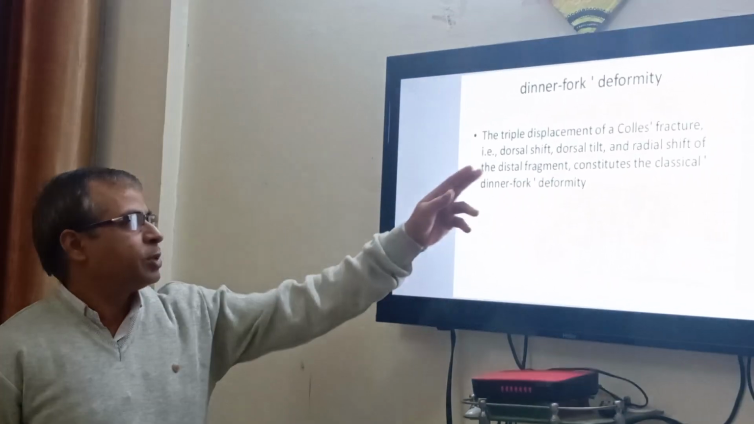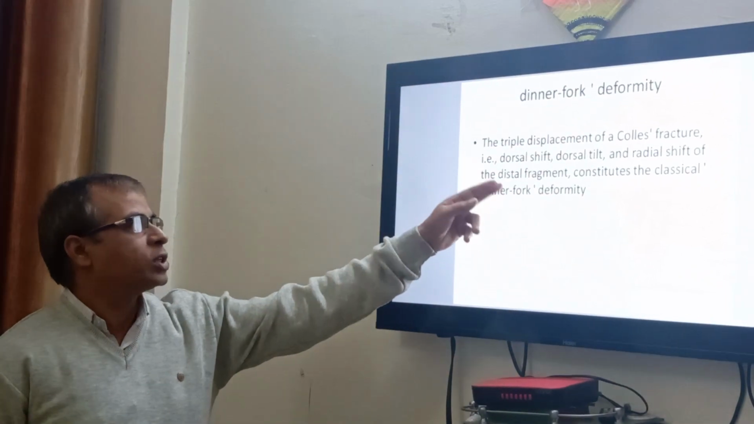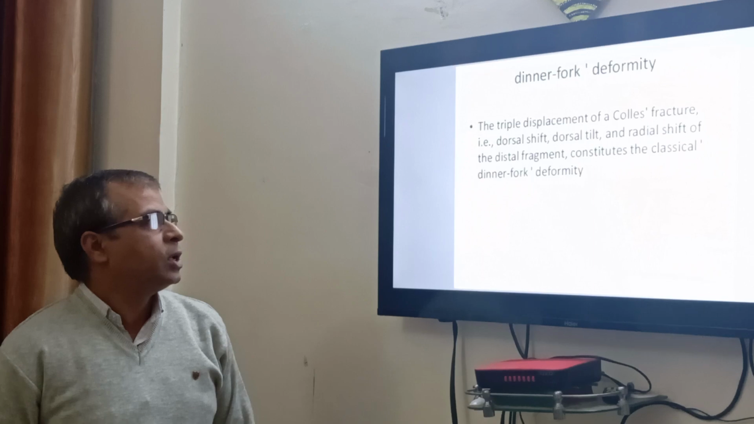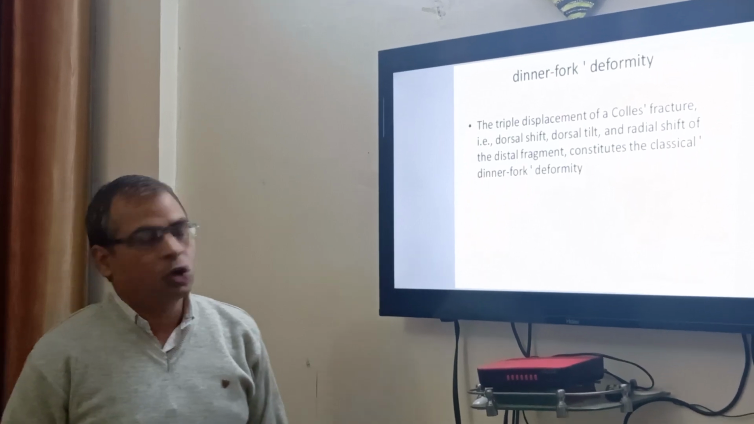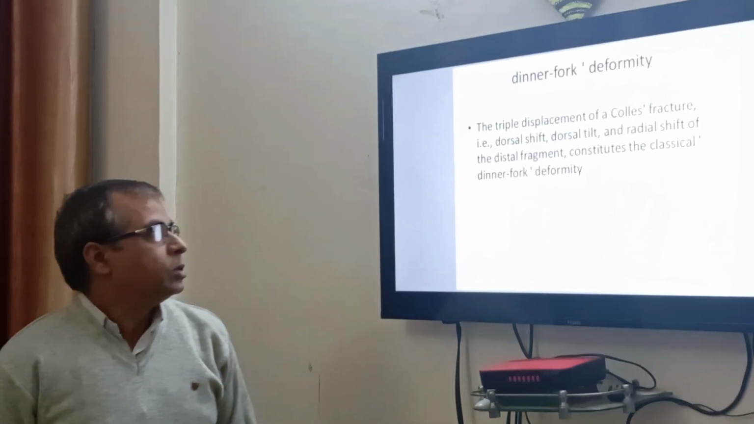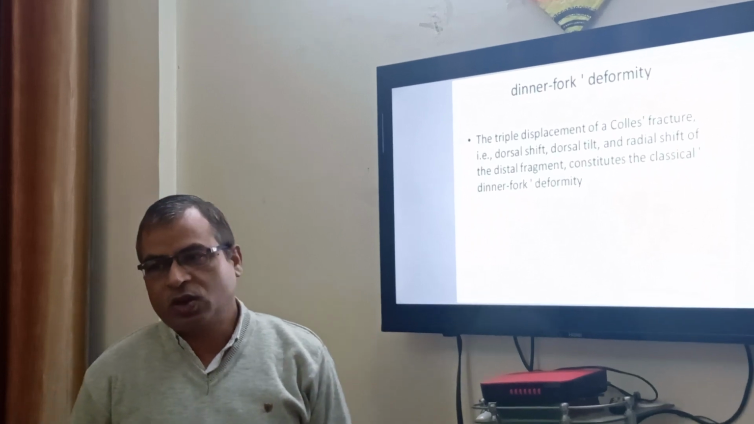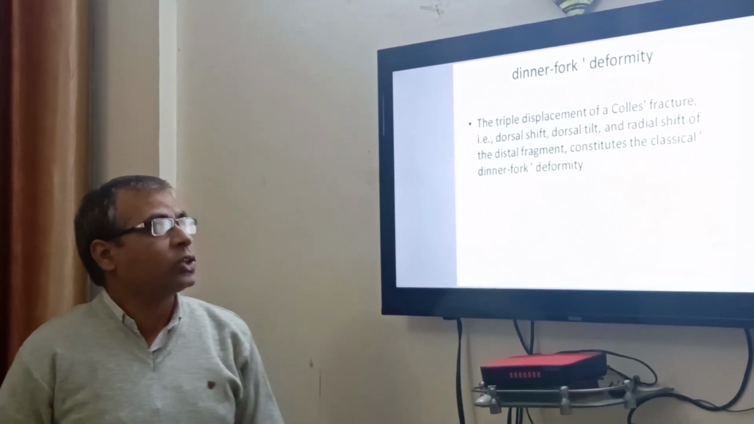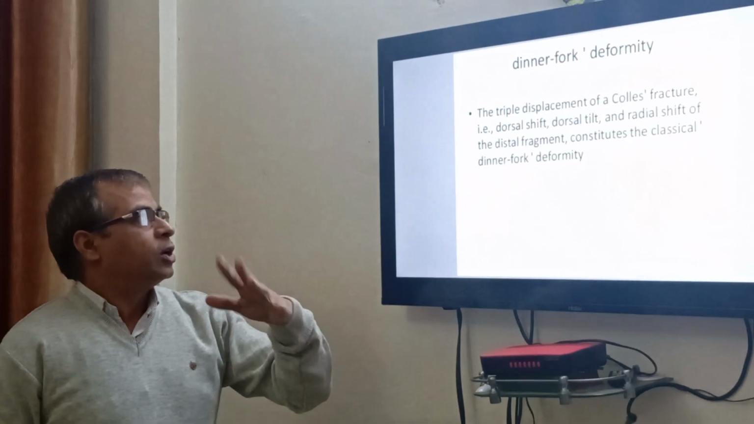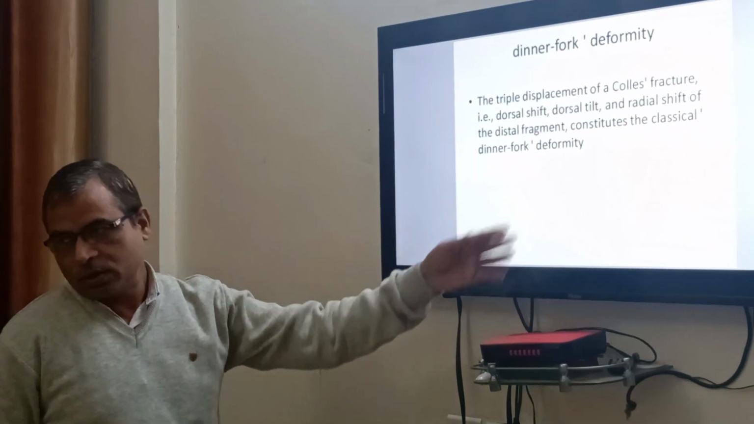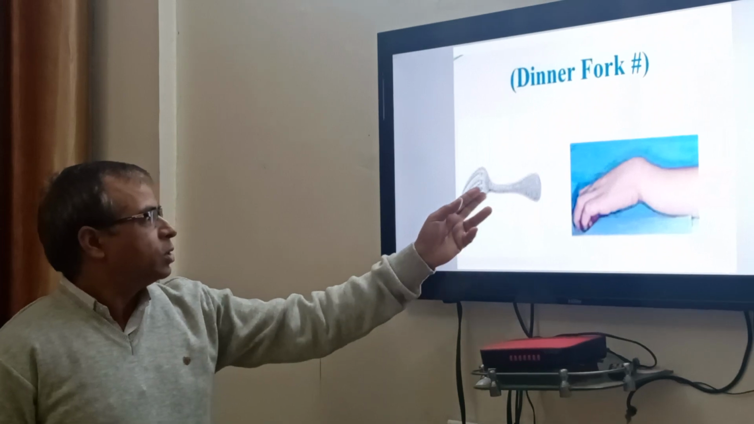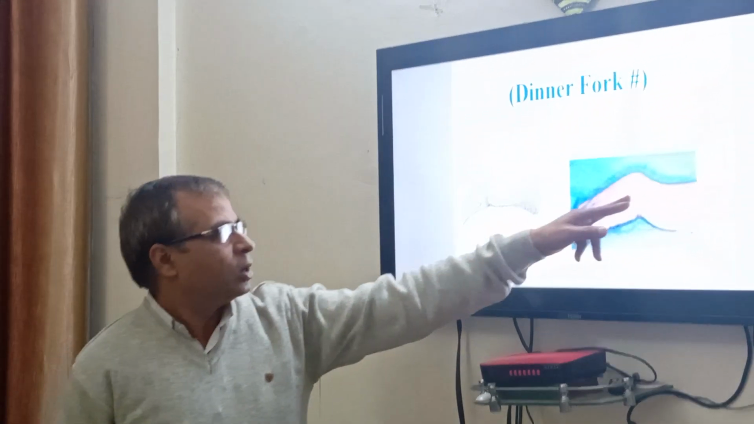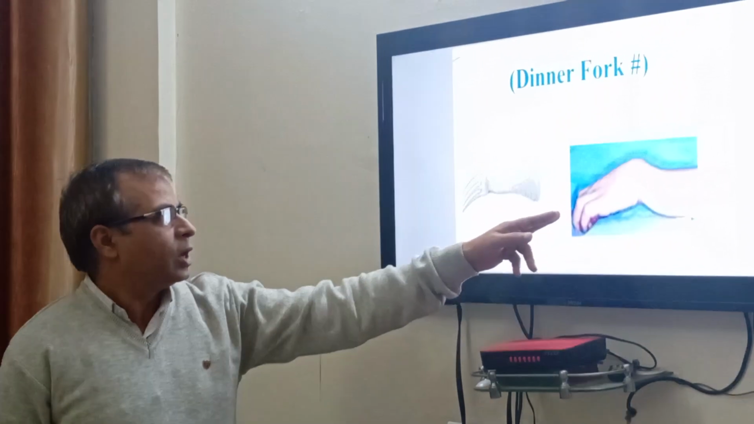Next, please. In case of Colles, there is a dinner fork deformity. The triple displacement of the Colles fracture, that is dorsal shift, dorsal tilt, and radial shift of the distal fragments, constitutes the classical dinner fork deformity. After complications also we can see this deformity, due to the shape like a dinner fork. You can see this in the next diagrams. This is the dinner fork, and this shape is coming in the forearm and wrist, and so it is called dinner fork deformity.